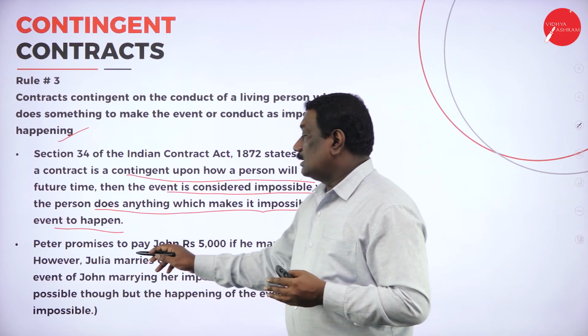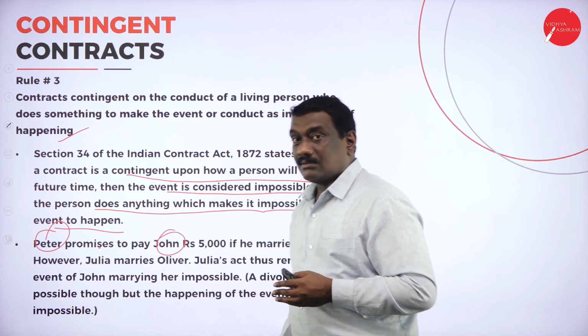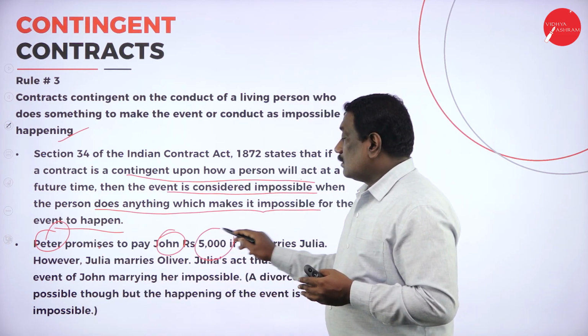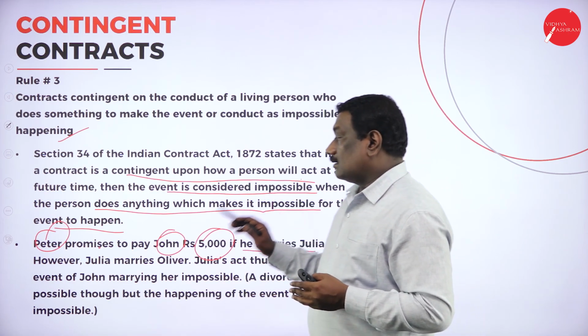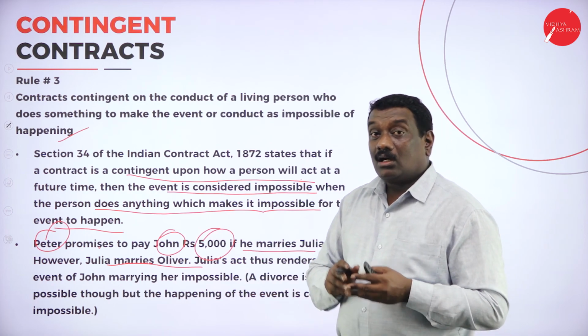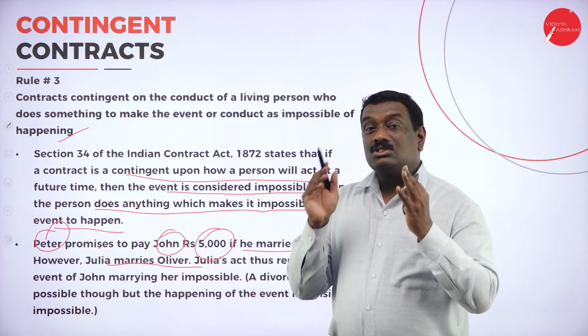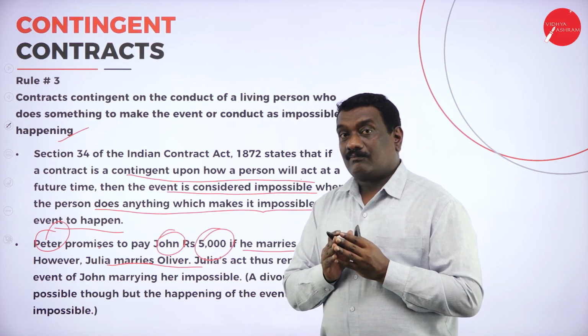Peter is promising to pay John, the same persons we are taking as examples, 5,000 rupees, and he says if he marries Julia. So the same case. Now Julia marries Oliver. Now Peter is promising John, if he marries Julia, he will be paying 5,000 rupees.